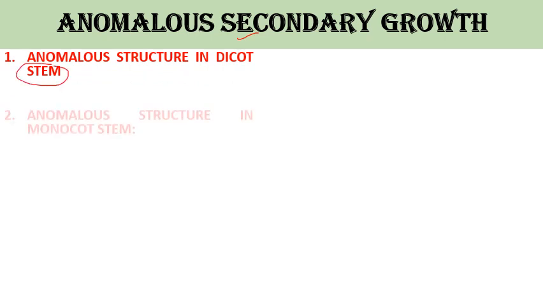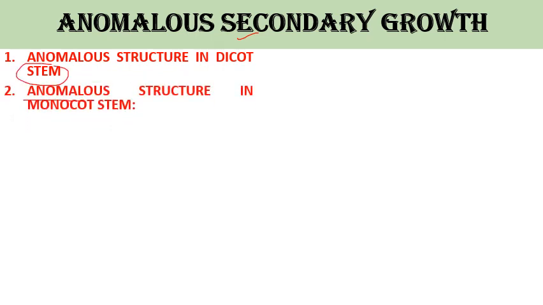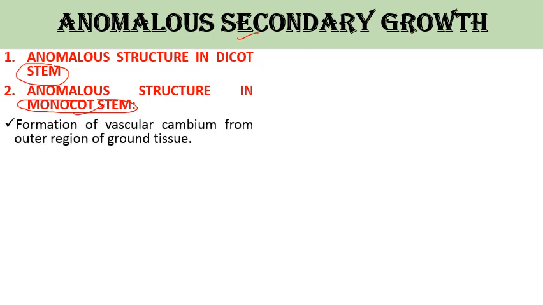Next, anomalous secondary growth. Firstly, anomalous structures in dicot stem, then anomalous structures in monocot stem. So what are the various reasons for anomalous structures in monocot stem that we'll discuss? Firstly, formation of vascular cambium from outer region of ground tissue. So this is an anomalous growth, as we know that in case of monocots vascular bundles are closed type.